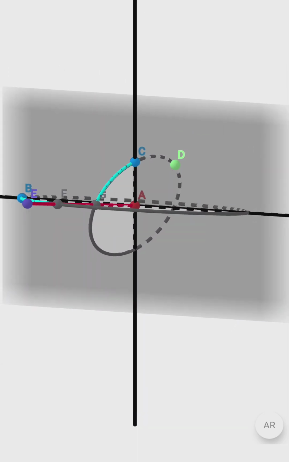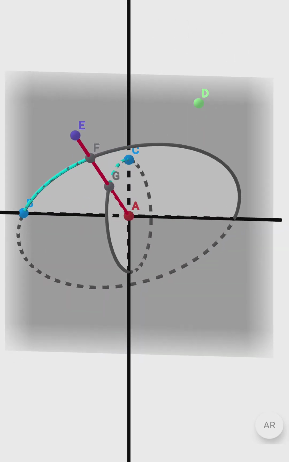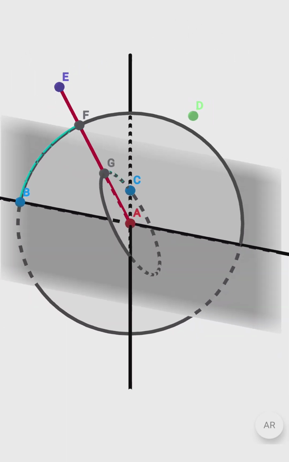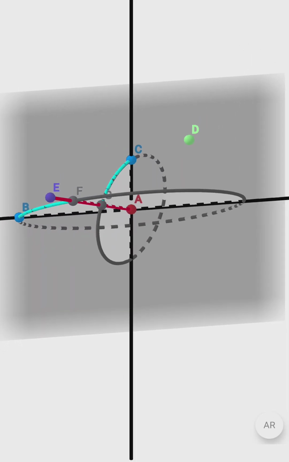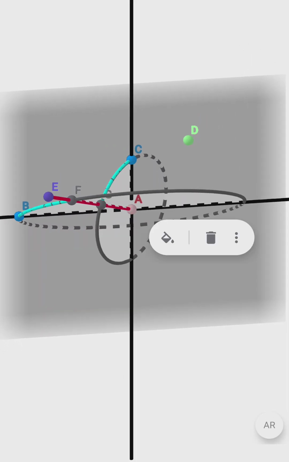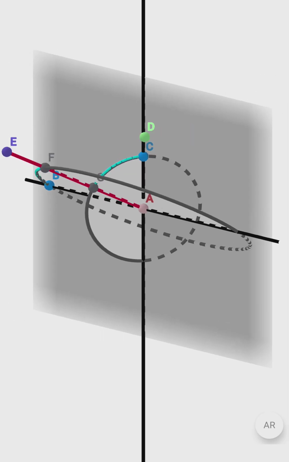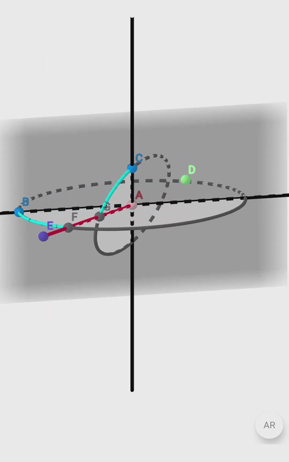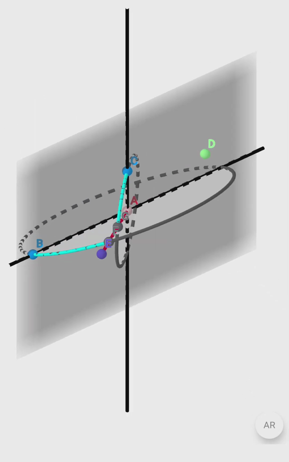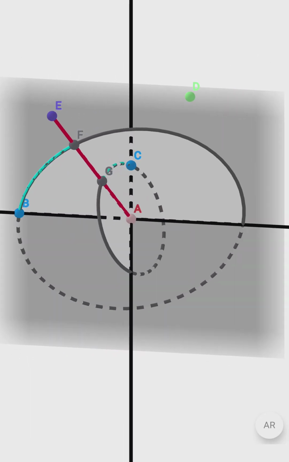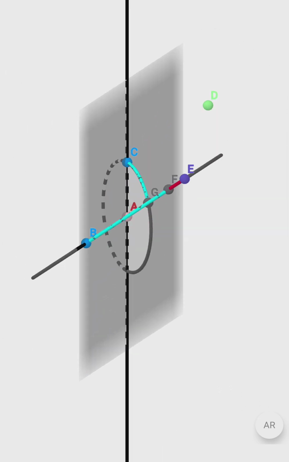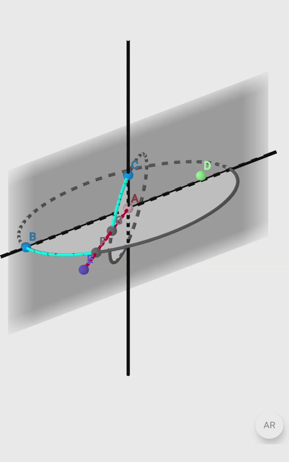So let's start with how you'd get this red reference magnitude. The point A here acts as the origin point in this construction. To get the red magnitude, it's just the distance from A to E. So that's what it is.